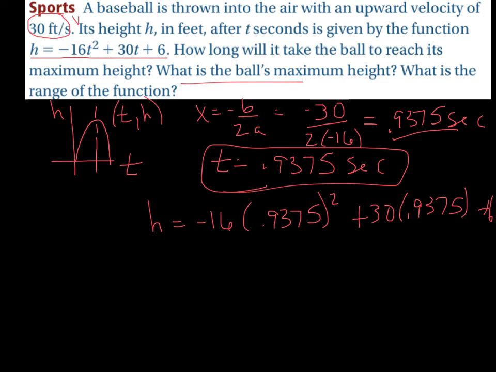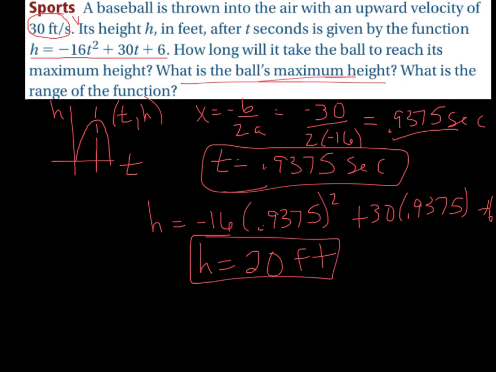To figure out what that maximum height is, we're going to plug that 0.9375 in for t into our function and figure out what the height is at that time. When we finish our calculations, we find that the height comes out to be approximately 20 feet. The last question says, what is the range of the function?